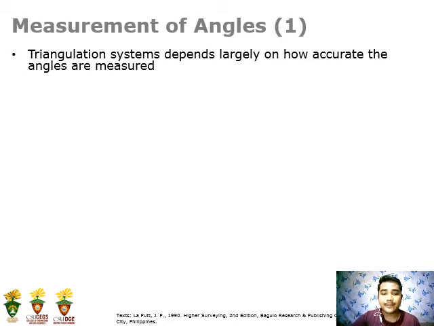Triangulation systems depend largely on how accurate the angles are being measured. So, if you are careful in taking the angle, or it also depends on what method you use to measure the angles, it will really have an effect on the accuracy of your triangulation.